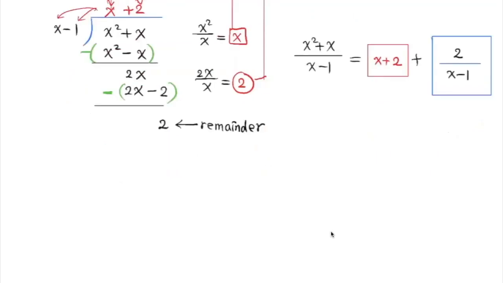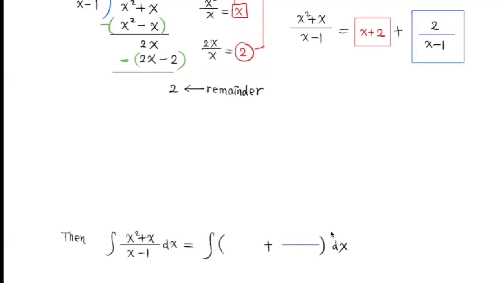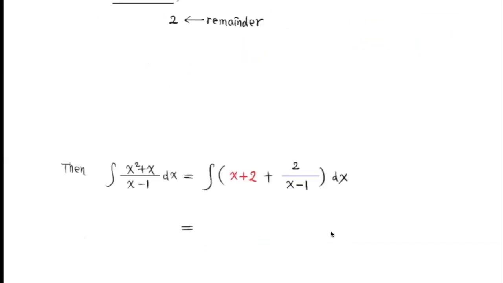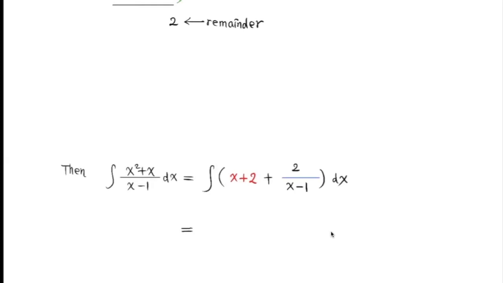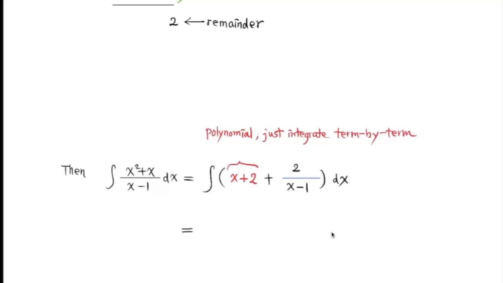Now we have used long division, and we write this as the polynomial, the quotient, plus the remainder 2 over the divisor x minus 1. That is going to make it easier for us. For the polynomial part, we can just integrate term by term. So tell me, what's the antiderivative of x over here?